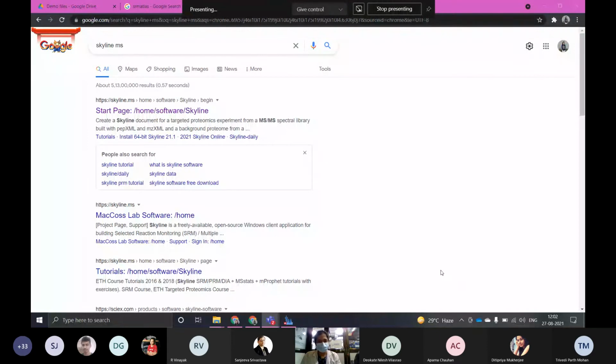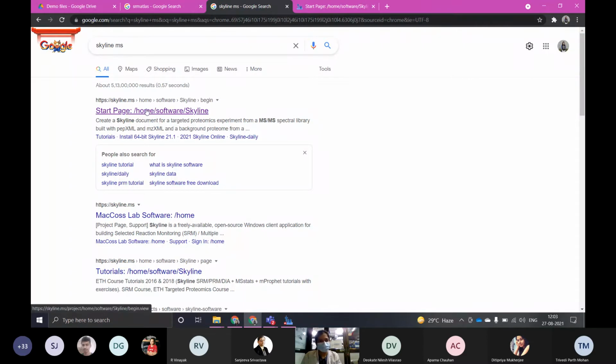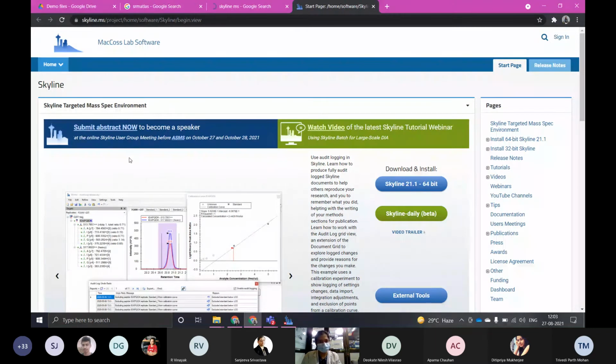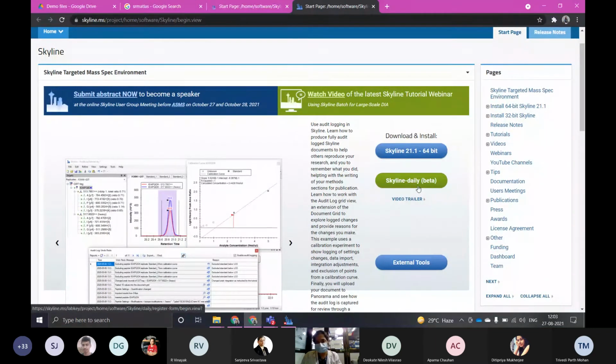Hello everyone, I'm Medha and I'll be taking the Skyline session. As sir has already explained, Skyline was developed by the MacCoss lab, and I will show you briefly how to download the software so that you can get started. First type Skyline MS on Google, then go to this link. Here I've opened this page.